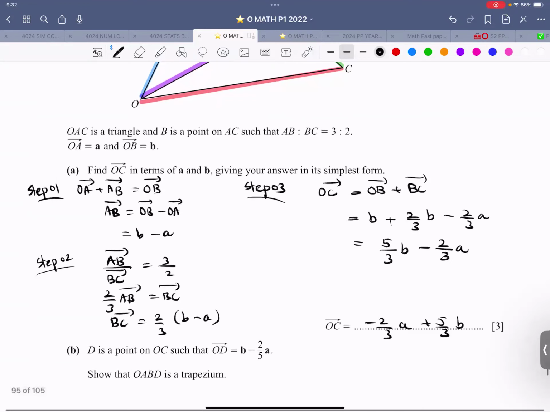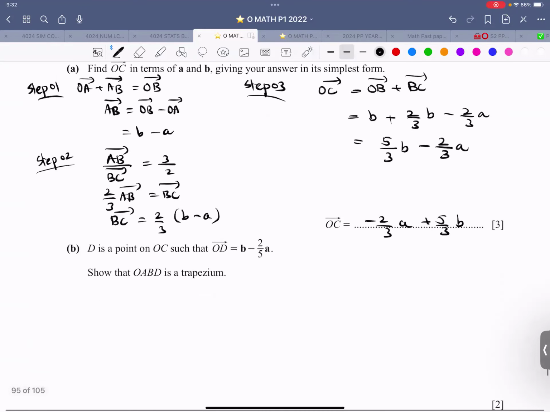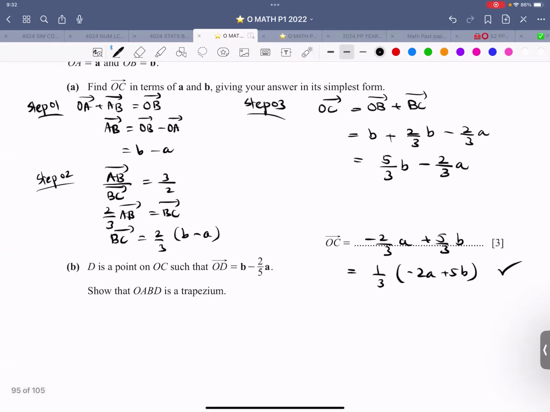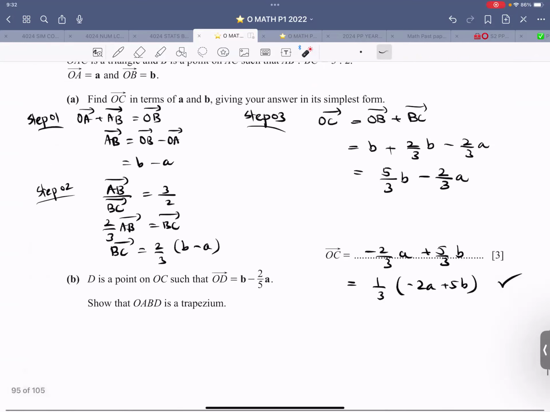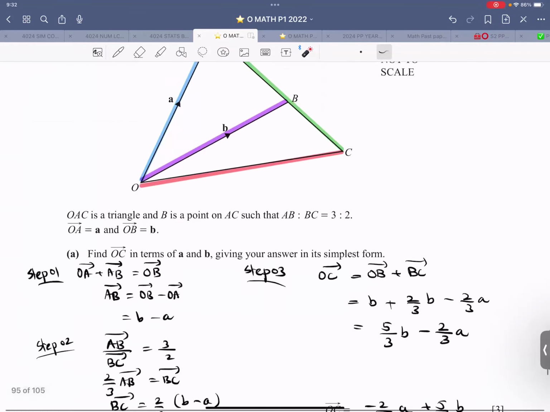So find OC in terms of A and B, giving your answer in its simplest form. You can even write this as 1/3 common, minus 2A plus 5B. You can even write it like this. D is a point, it's not drawn, on OC such that OABD is a trapezium. Show that OABD is a trapezium.